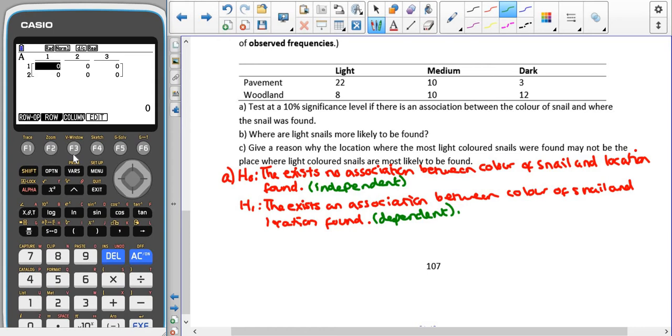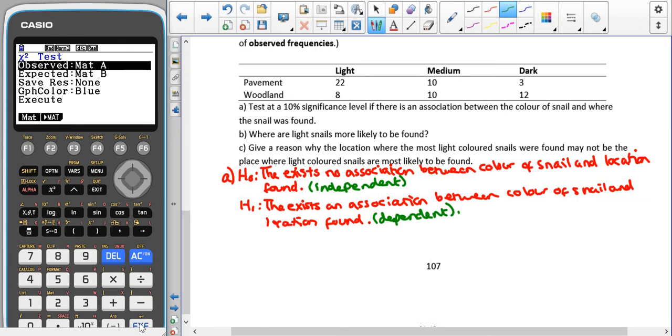Now we're going to enter in the values that are in the table. As we do this, 22 is the first one for light and pavement. You can see that it moves across. Next we're going to put in medium and pavement, which is 10, and then 3 for dark and pavement, 8 for woodland and light, 10 for medium and woodland, and 12 for dark and woodland. Then we want to come back out of this, so we click exit, and we come back out of this as well, so we click exit again. And then we need to click execute.